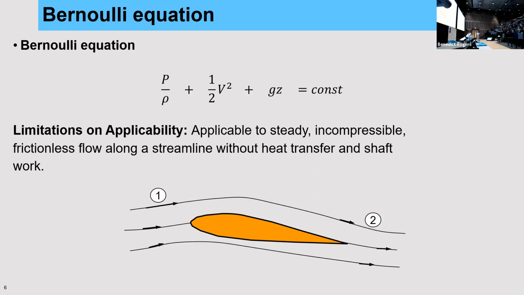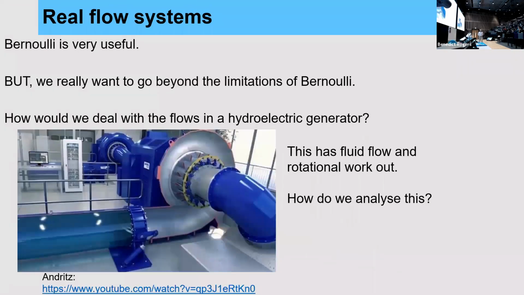The limits of its applicability, which we're now beginning to understand, is that it has to be applicable to steady, incompressible, frictionless flow along a streamline without heat transfer and without what's called shaft work. Okay, so we'll cover what we mean by that as engineers. You'll hear engineers talk about shaft work all the time.